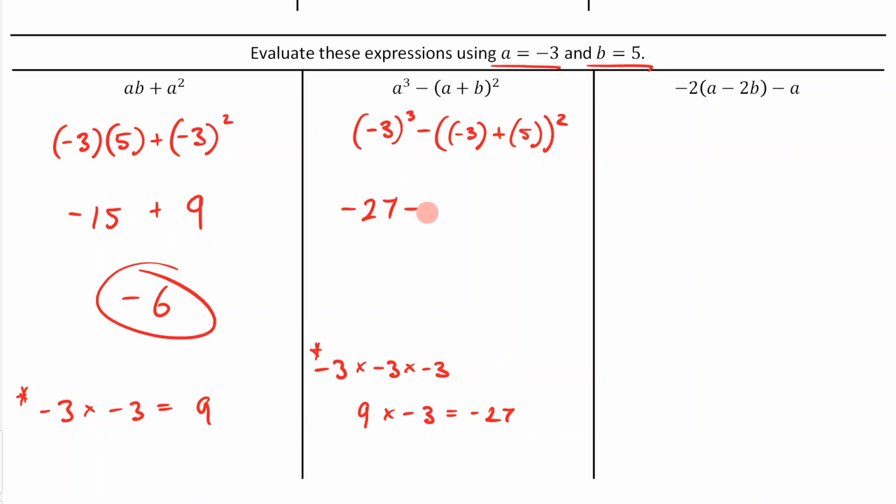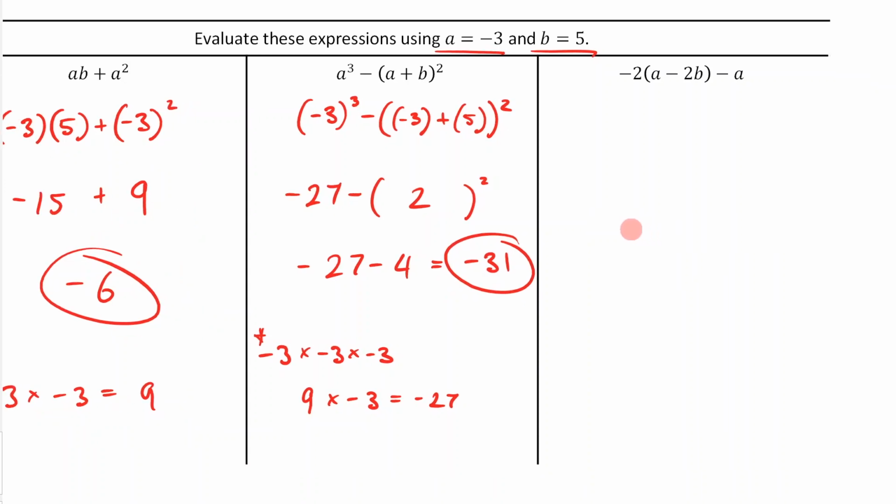Next, I have minus. Now I have these brackets here which are being squared. Let's deal with what's inside the brackets. It's going to be negative 3 plus 5, which is positive 2. Then I have 2 squared, which is 4, negative 27 minus 4. So my answer is going to be negative 31.